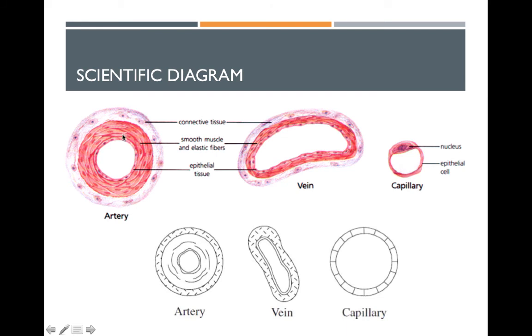So in the artery, the smooth muscle and elastic fibres layer is really, really thick compared to the vein where it's not particularly thick. And the other thing is the lumen of the artery is much smaller than in the vein. So there's a bigger opening in veins for blood to flow through. And here you can see in the capillary, it's very, very thin. It's only one cell thick, okay?